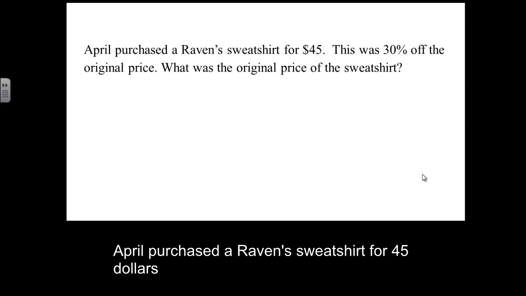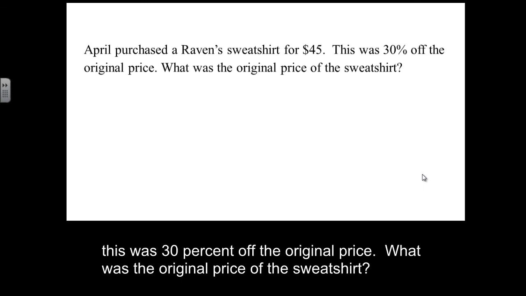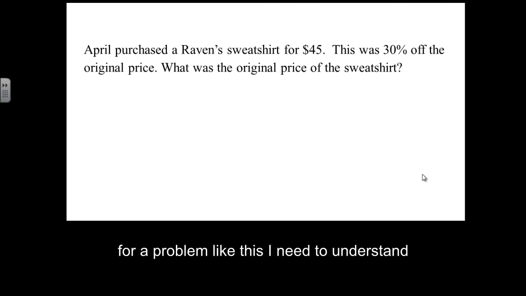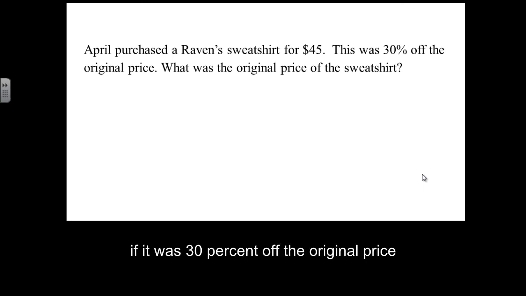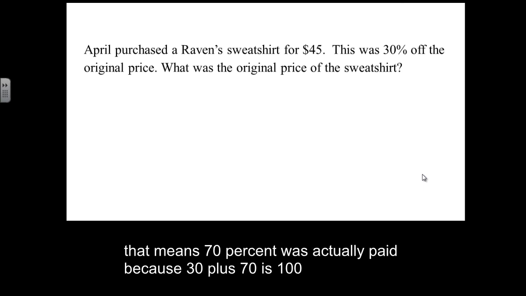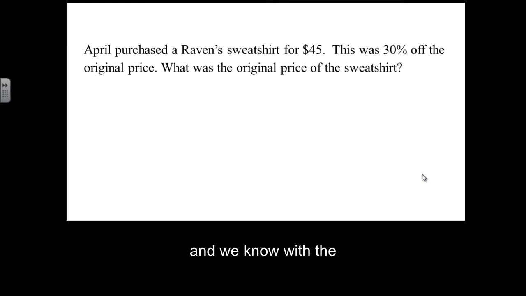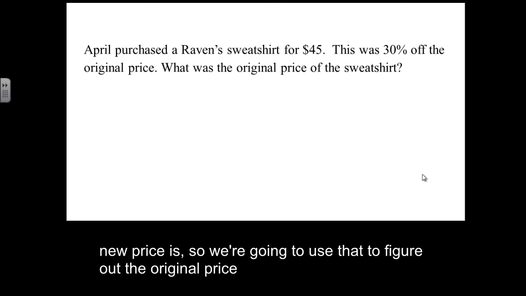April purchased a Raven sweatshirt for $45. This was 30% off the original price. What was the original price of the sweatshirt? For a problem like this, I need to understand how sales and sales percentages work. If it was 30% off the original price, that means 70% was actually paid, because 30 plus 70 is 100.